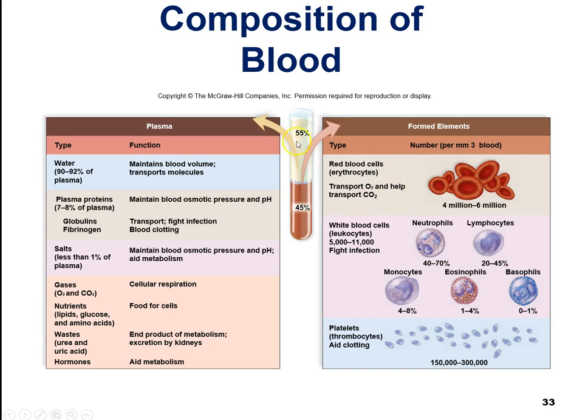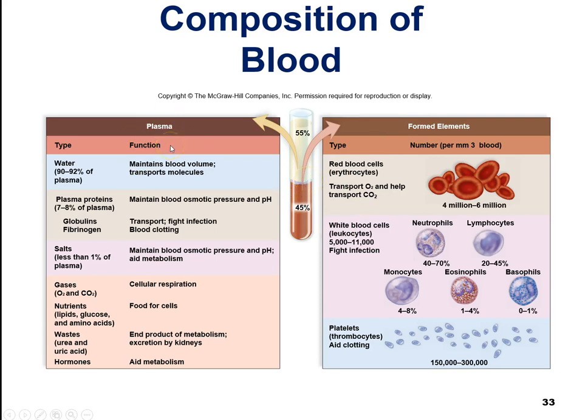What this is showing you is what happens if you take a tube of blood, like when you get blood drawn and they put it into those glass test-tube looking things. They spin them down in the centrifuge and basically separate it out this way. What you are left with is plasma at the top, which is about 55% of the blood, and then about 45% is the formed elements. This is the red blood cells here, and this tiny thing here is the white blood cells.